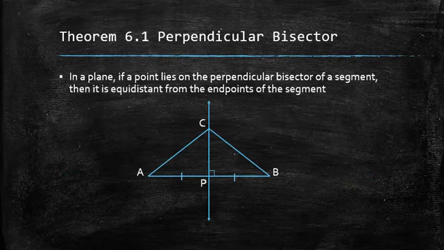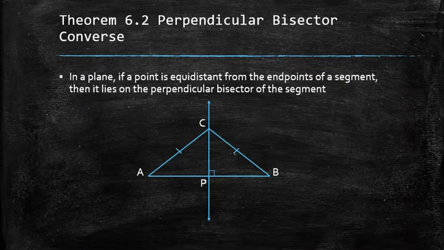The first theorem is called the perpendicular bisector theorem. It explains that in a plane, if a point lies on the perpendicular bisector of a segment, then it is equidistant from the endpoints of the segment. If you look at this image, point C lies on the perpendicular bisector line CP. Then the distance from point A to point C is the same distance as point B to point C.